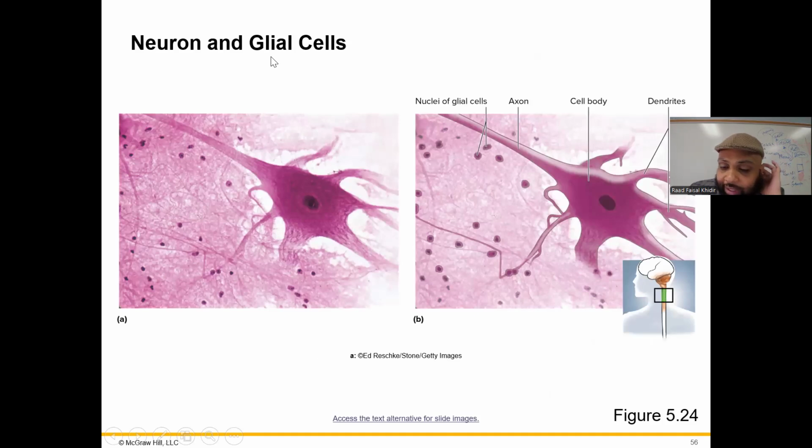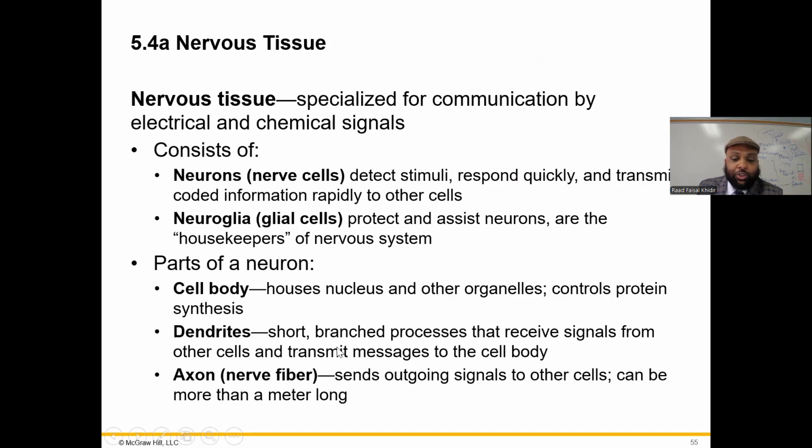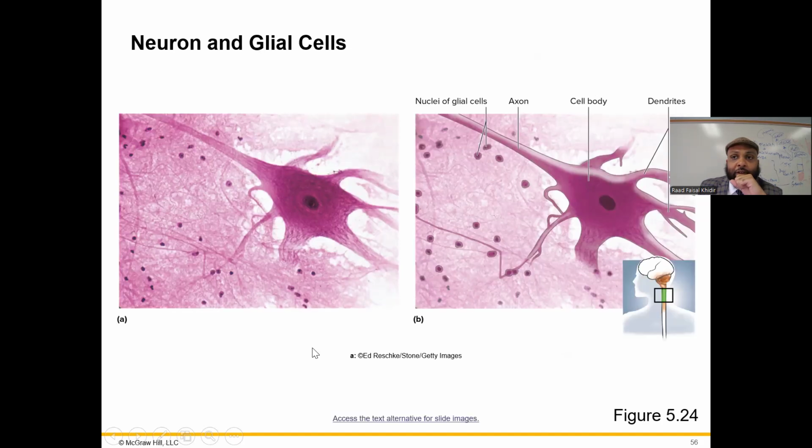Neurons and glial cells. So these neurons, that shows you that's a neuron and that's a glial cell. These are the glial cells, and the neurons have long axons, and that's the cell body, and these are the dendrites. These are short branched processes that receive the signals from other cells and transmit the message to the cell body. While the axon or the nerve fiber sends out the outgoing signal to other cells and can be more than a meter long.